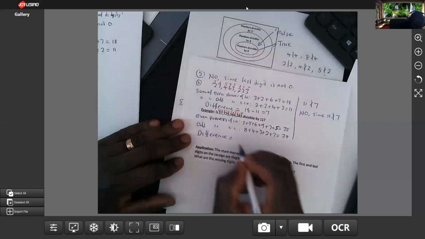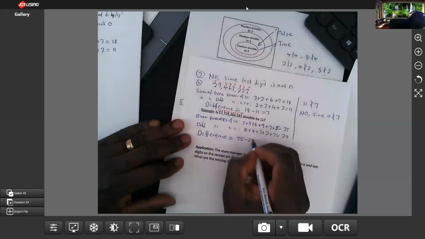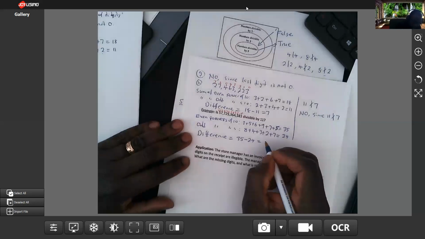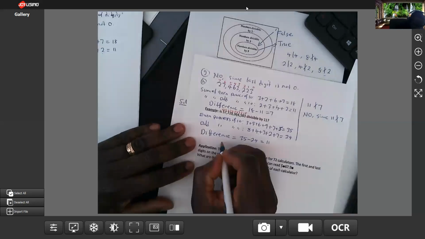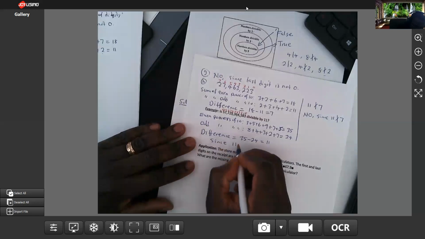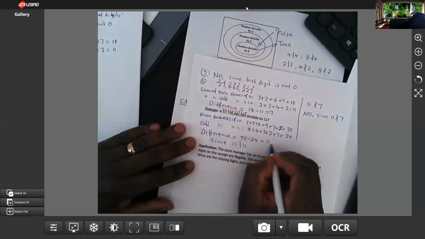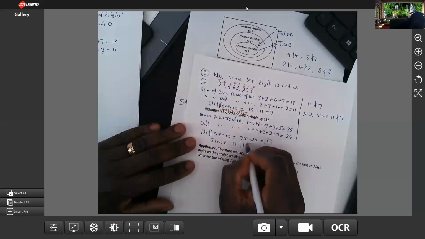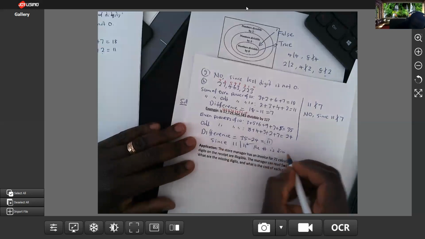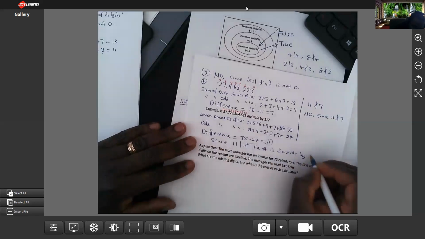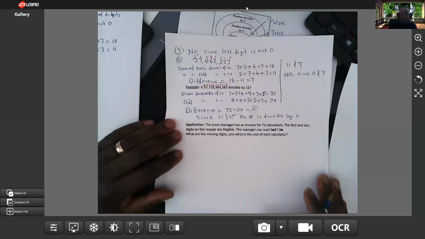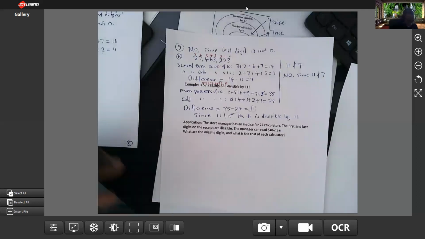So let's find the difference. The difference will be 35 minus 24, and this is equal to 11. And of course, since 11 divides 11, which is the difference here, the number is divisible by 11. All right, so here's an application.